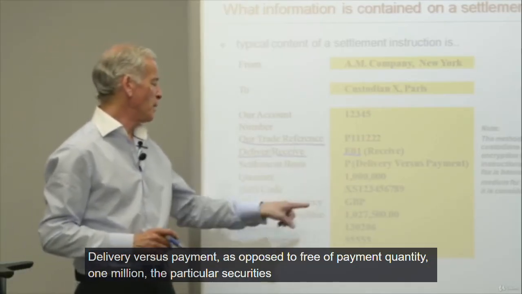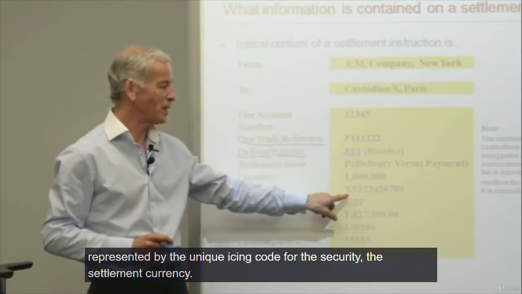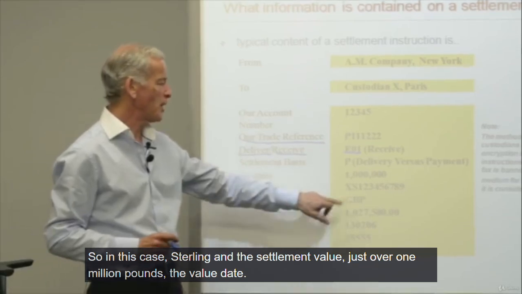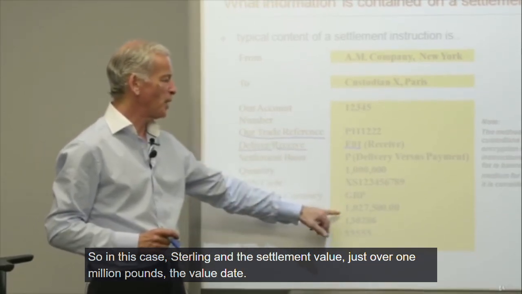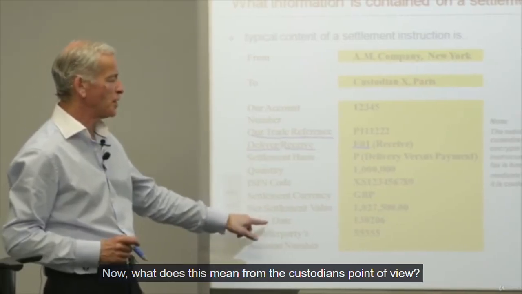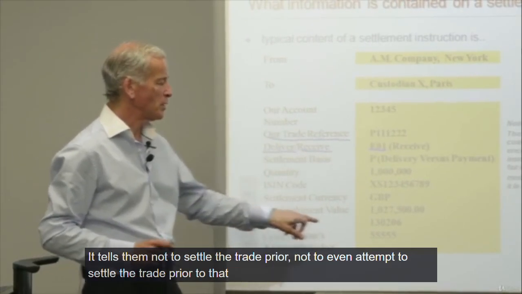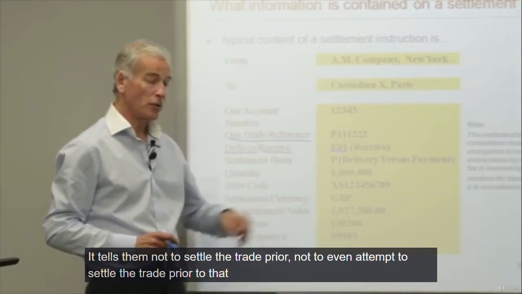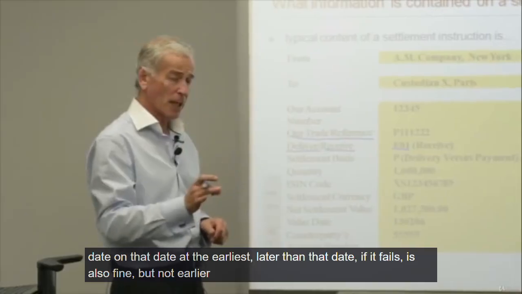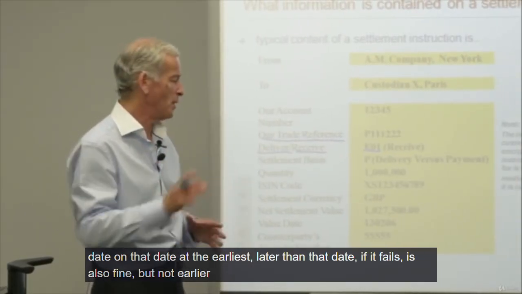Quantity, 1 million. The particular security is represented by the unique ISIN code for the security. The settlement currency, so in this case sterling, and the settlement value just over £1 million. The value date, now what does this mean from the custodian's point of view? It tells them not to settle the trade prior, not to even attempt to settle the trade prior to that date. On that date at the earliest, later than that date if it fails is also fine, but not earlier than that date.